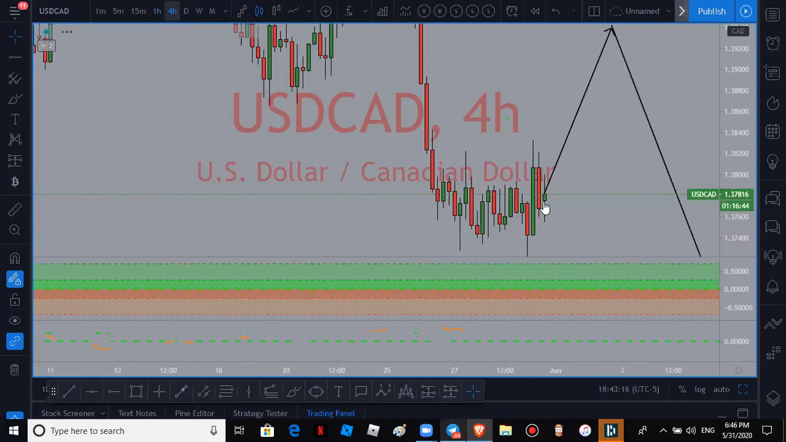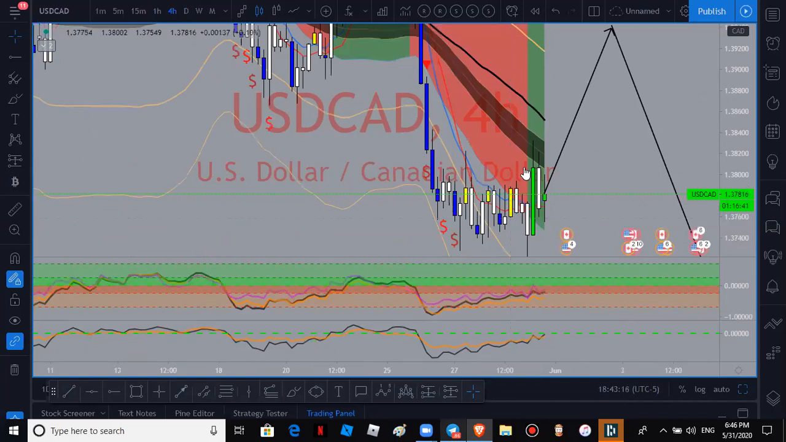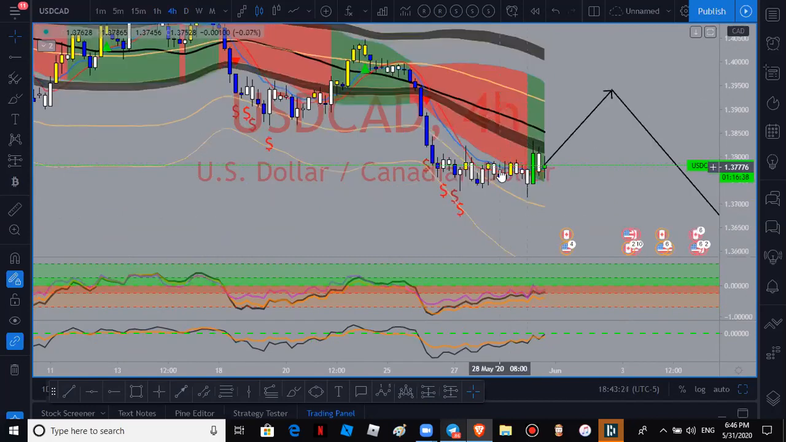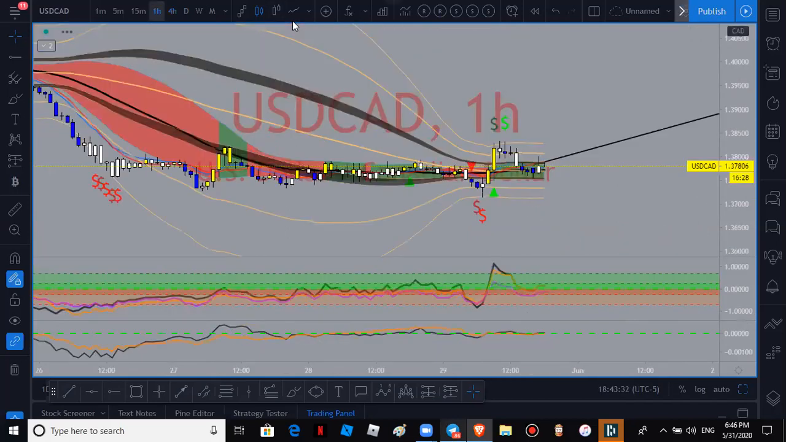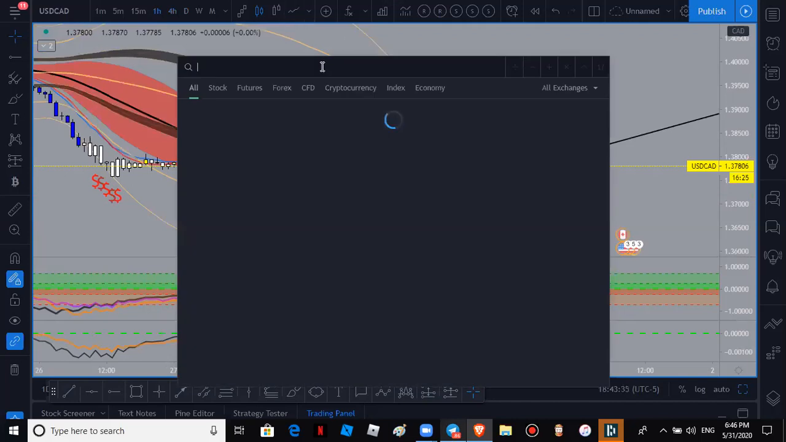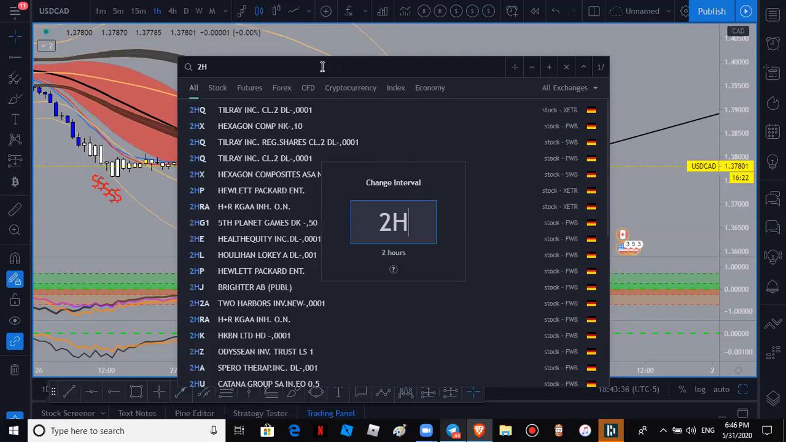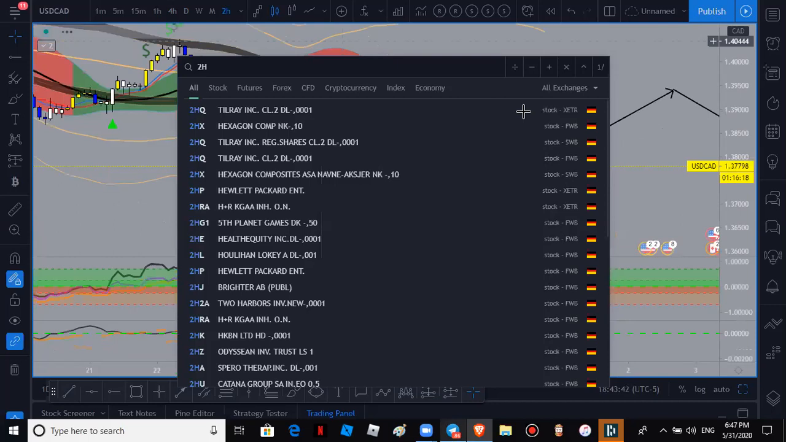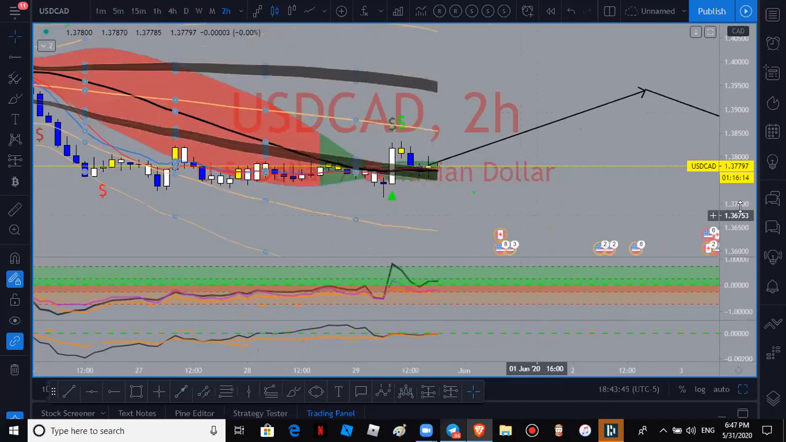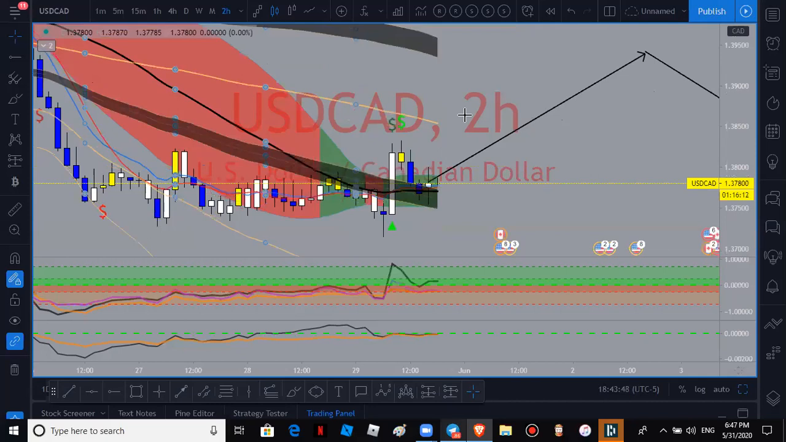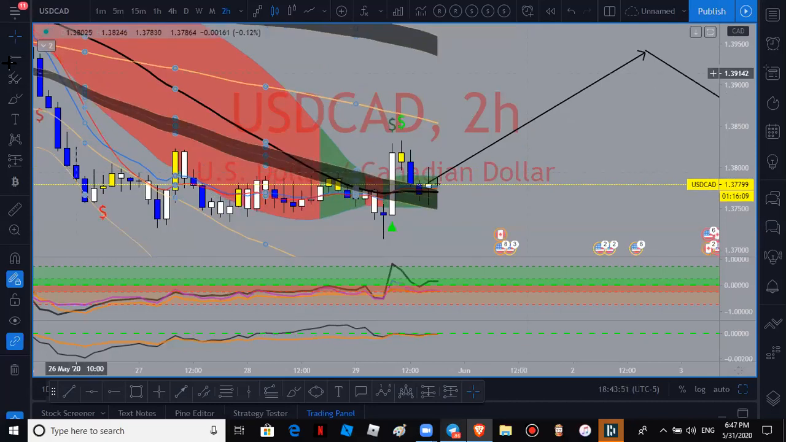On the 4 hour time frame, I like how price is over the compass and the momentum line right here, but that still doesn't tell me that I want to buy right now, especially on the 4 hour time frame. So mostly, let's see what the 2 hour looks like. Yeah, the 2 hour time frame looks way better to me on USD CAD. Usually if the 1 hour looks how it looks on USD CAD, I'll go to the 2 hour time frame to see what that looks like.